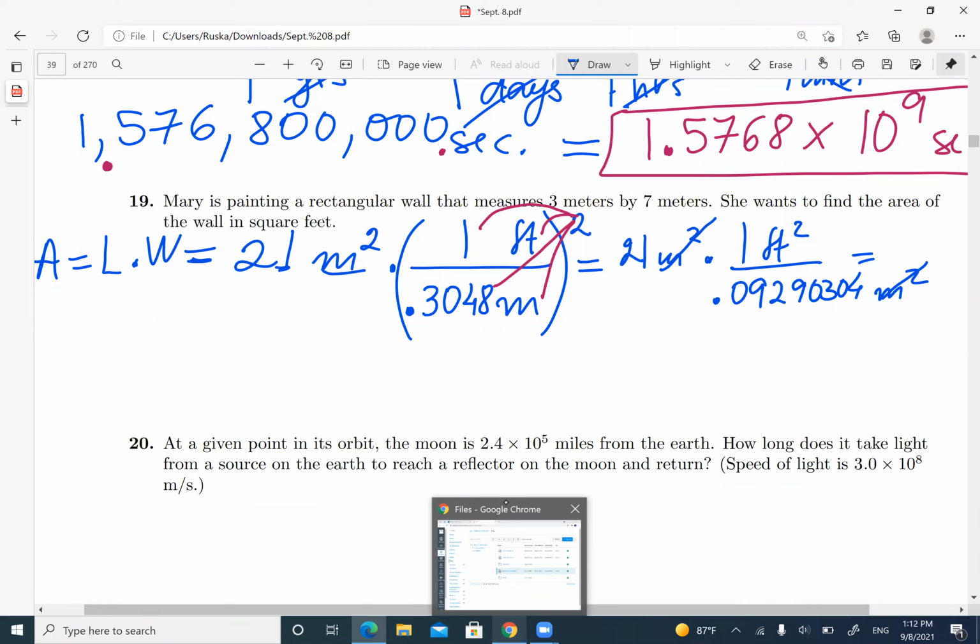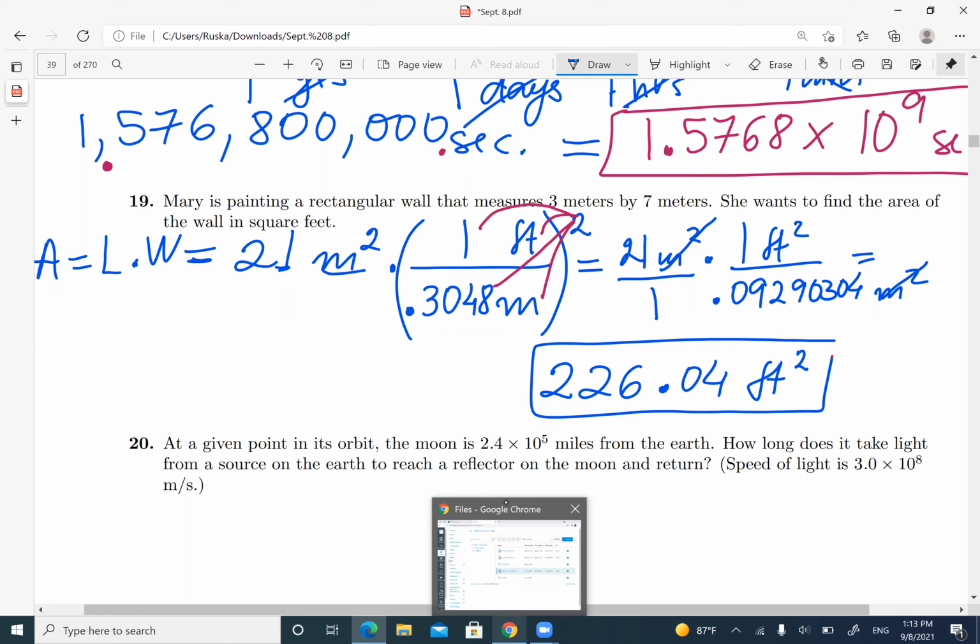And then in order to get my answer, this is over 1. So technically I divide 21 by 0.09290304. And that will give me the area, which is going to be 226.04, I'm just going to use 2 decimals, and then 2 and stuff like that after that. And this is going to be square foot.